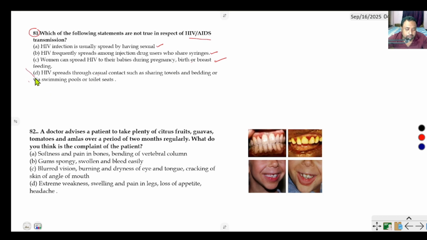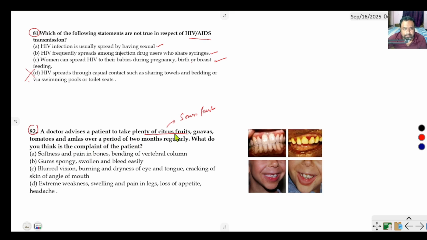This is not the correct option. Question number 82 says, a doctor advises a patient to take plenty of citrus fruit, sour fruit, guava, tomatoes and amlas over a period of 2 months regularly. What do you think is a complaint of the patient?